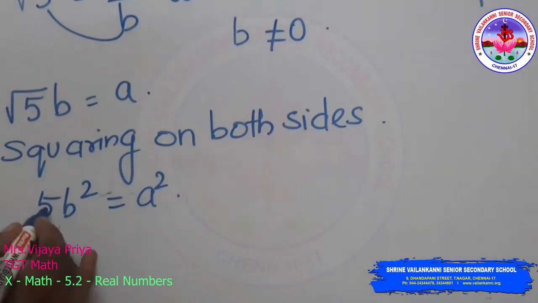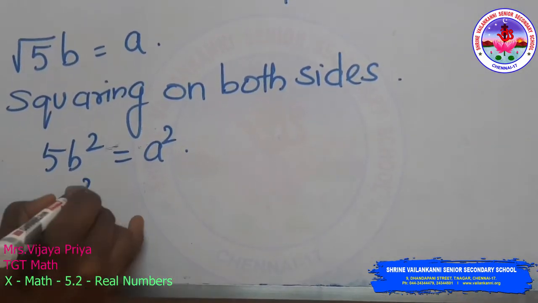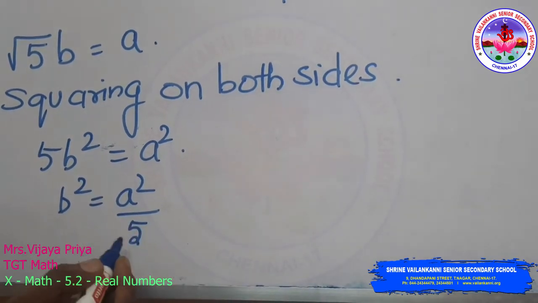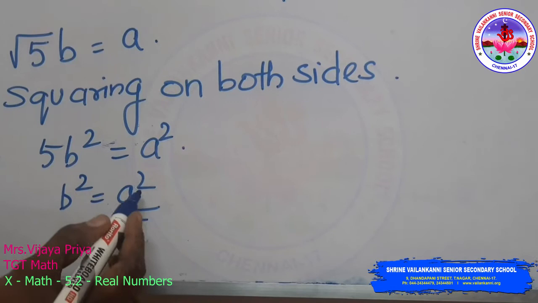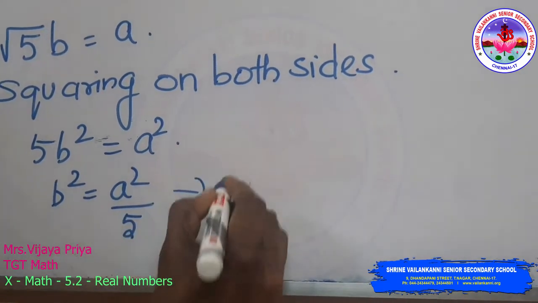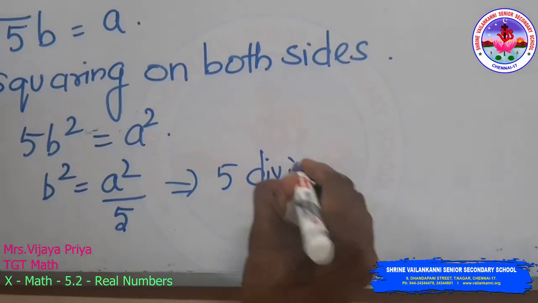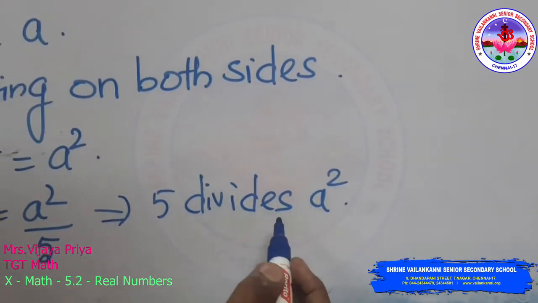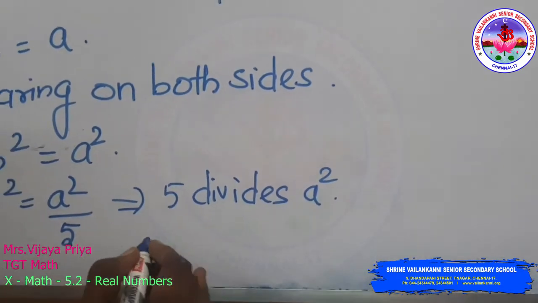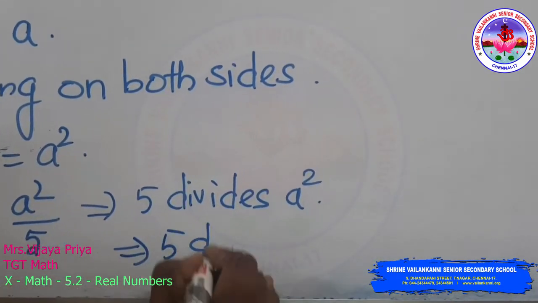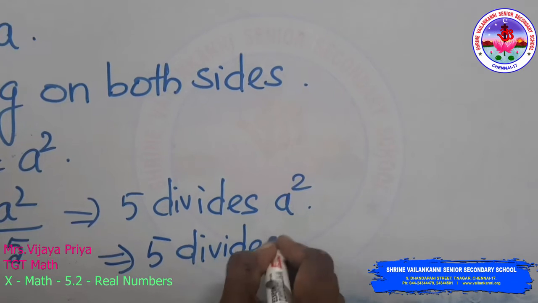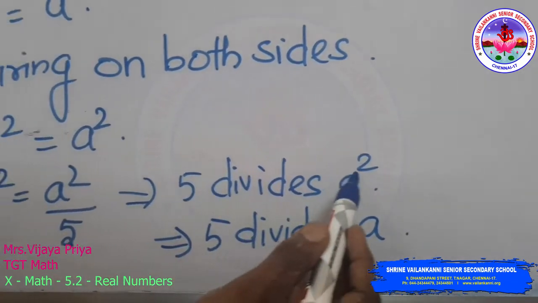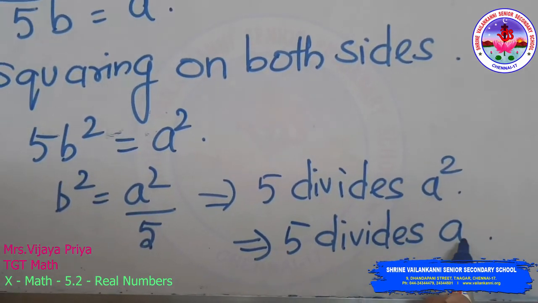Here I am going to bring this 5 to the other side. It becomes b squared is equal to a squared divided by 5, which means that 5 divides my a squared. So 5 divides a squared. I am going to use my second property. If p divides a squared, then p must divide a also. So here I am using that property. If 5 divides a squared, 5 should also divide a.